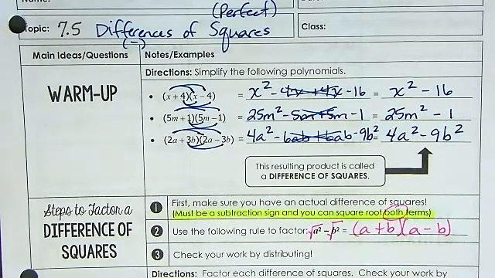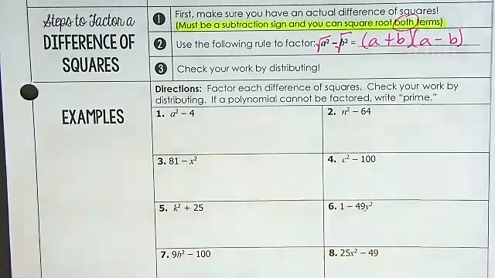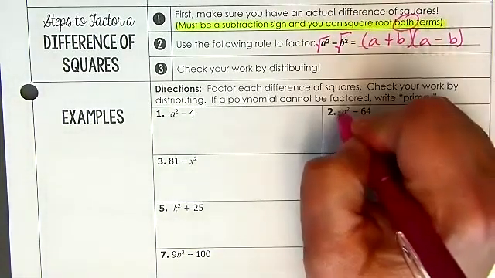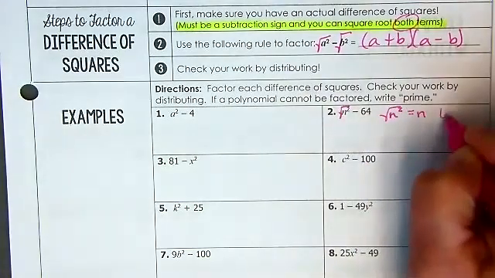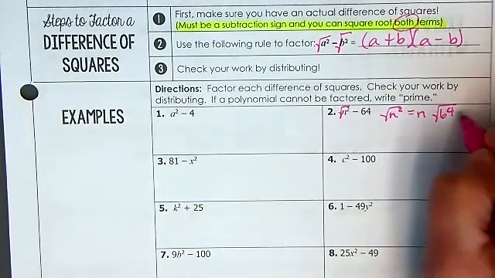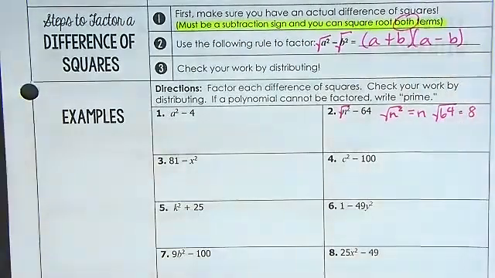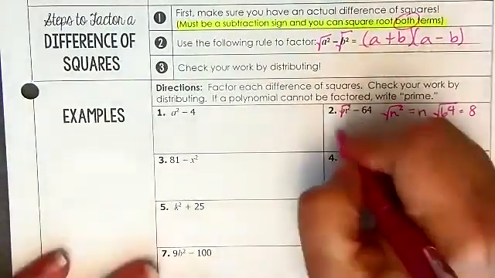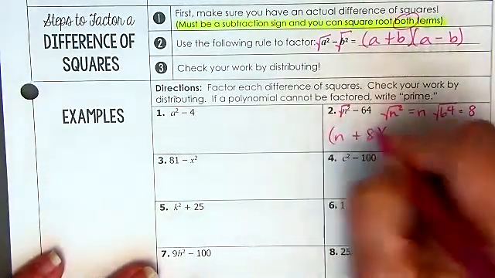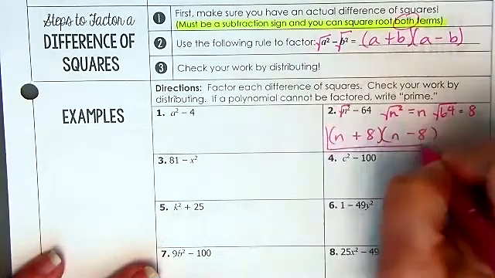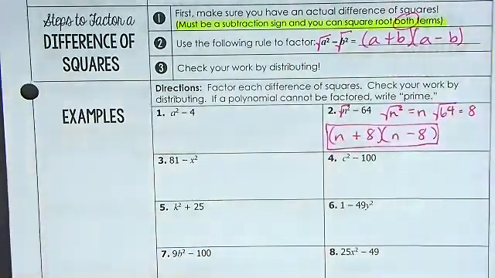All right, so let's look at number 2. I want to see if they're both perfect squares. If I take the square root of n squared, that is going to be n. The square root of 64 is going to be 8. They both are perfect squares, so I can automatically plug into my rule. I'm going to have one positive, one negative, and I'm going to have n plus 8, n minus 8, and I am done. That's it. Let's look at a few more examples and different ways it can be presented.